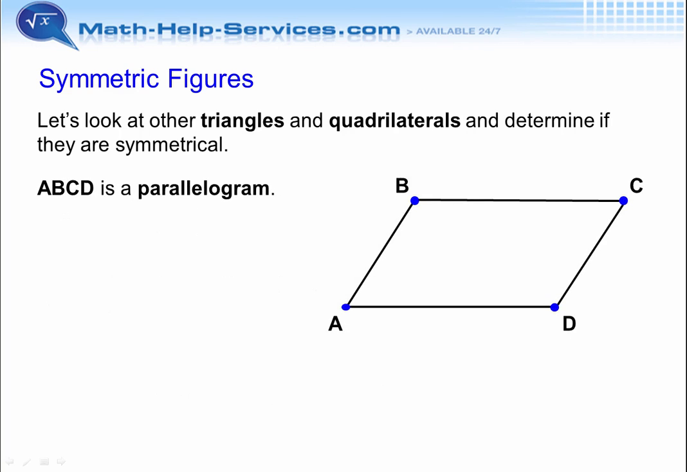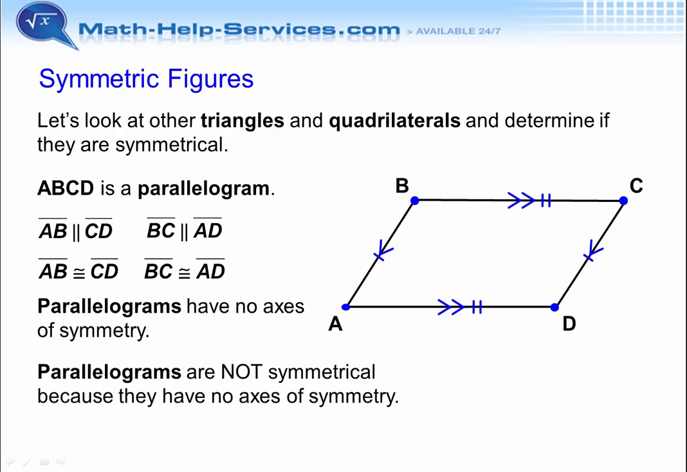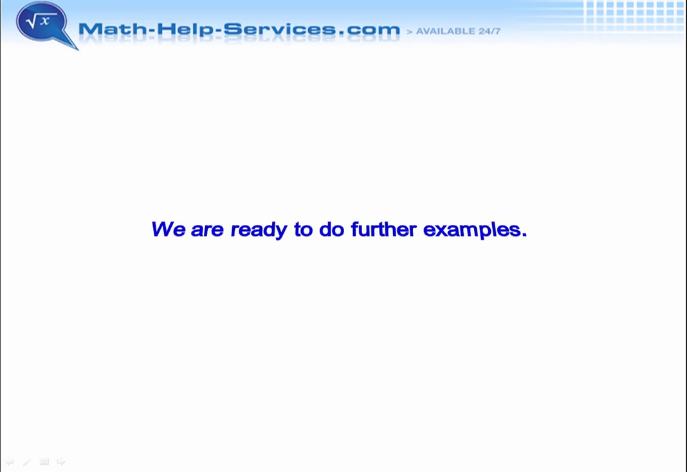ABCD is a parallelogram. That means that the opposite sides are parallel. We also know that opposite sides are congruent. Parallelograms have no axes of symmetry. Parallelograms are not symmetrical because they have no axes of symmetry. Alright, now we're ready to do further examples.